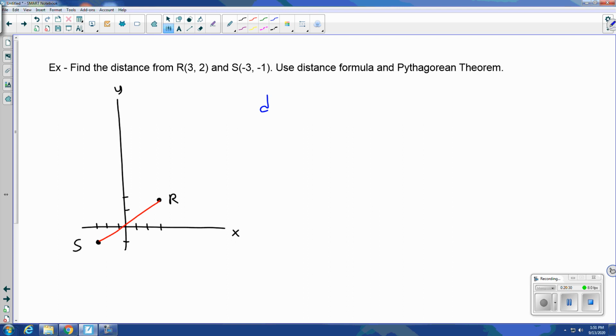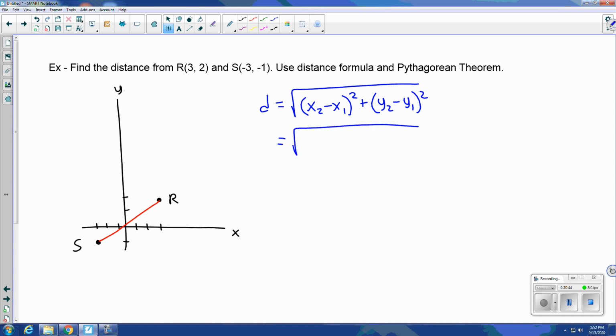The distance formula is as follows. You take the difference between the x coordinates, square it, and you add the difference between the y coordinates, squared. Let's label these to stay consistent. So this is our x1, y1, and this is our x2, y2. So we're going to do -3 minus 3 squared plus -1 minus 2 squared.